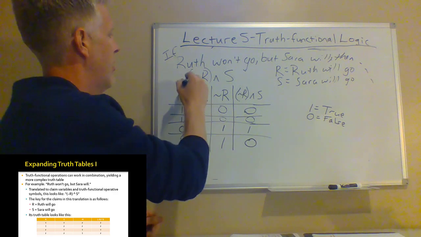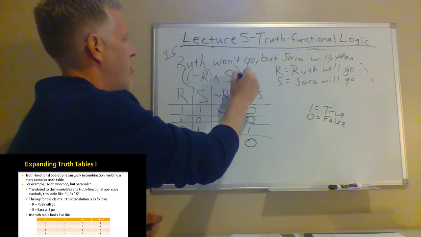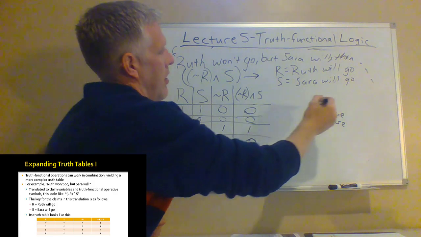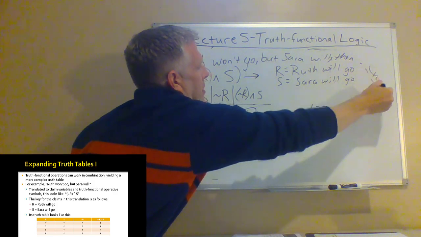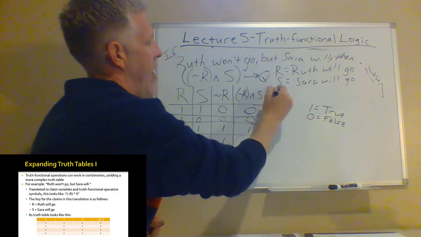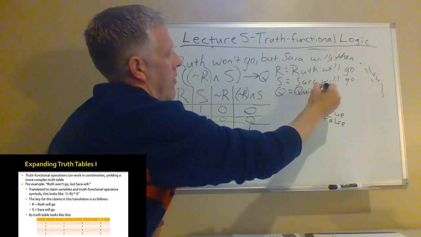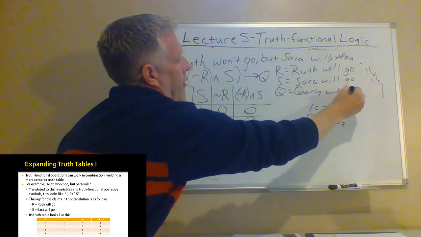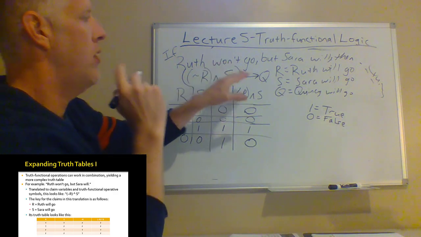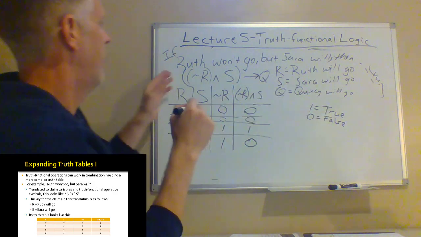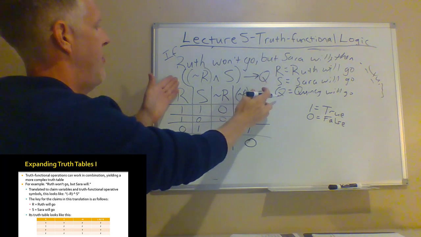well, then it would be getting even more interesting, right? You throw in more parentheses, and then Quincy will do something, right? Quincy. And then we'd have, let's say just Quincy will go, right? If Ruth won't go, but Sarah will, then Quincy will go, right? That's actually represented right there.